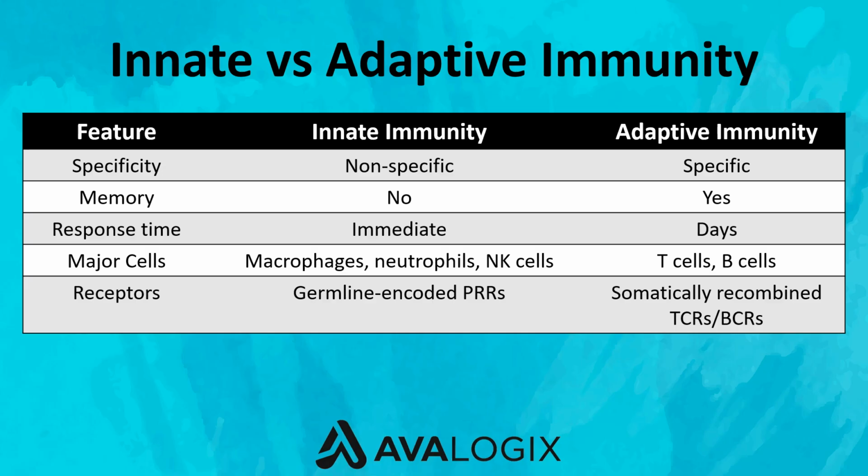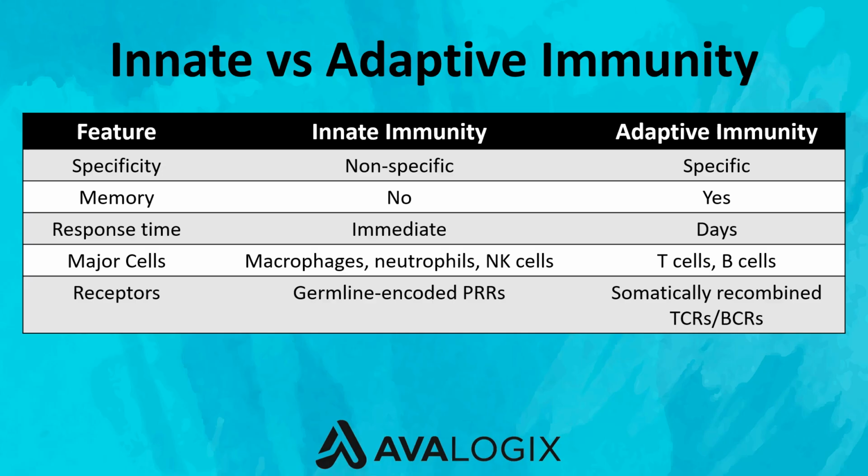Let's start with the response time. Innate immunity is immediate. It's active within minutes to hours of an infection. It's like your body's default setting, always on, always scanning. Adaptive immunity, on the other hand, is delayed. It can take days to kick in during a primary exposure because it needs time to identify the invader, activate the right lymphocytes, and mount a targeted attack.